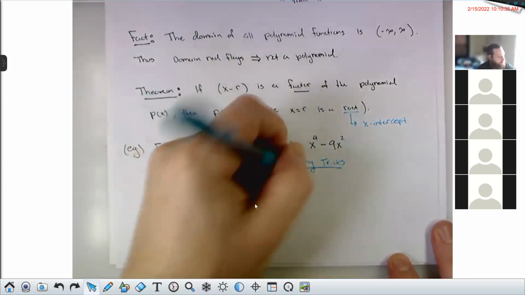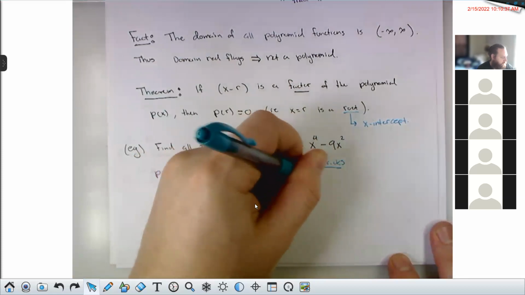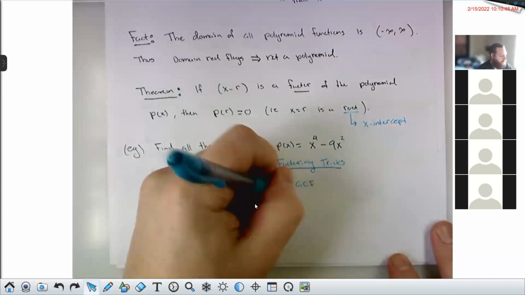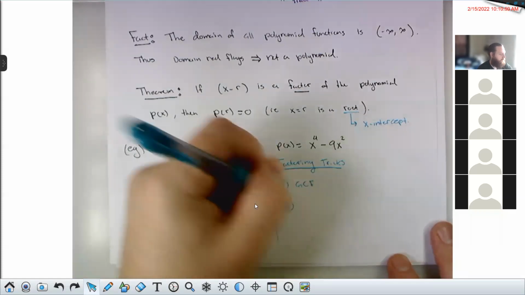First one is definitely GCF. Right, look for a greatest common factor. If there is a factor that is common, pull out the biggest one you can. Maybe there's more than one, but factor out any common factors. Pull out any common factors.